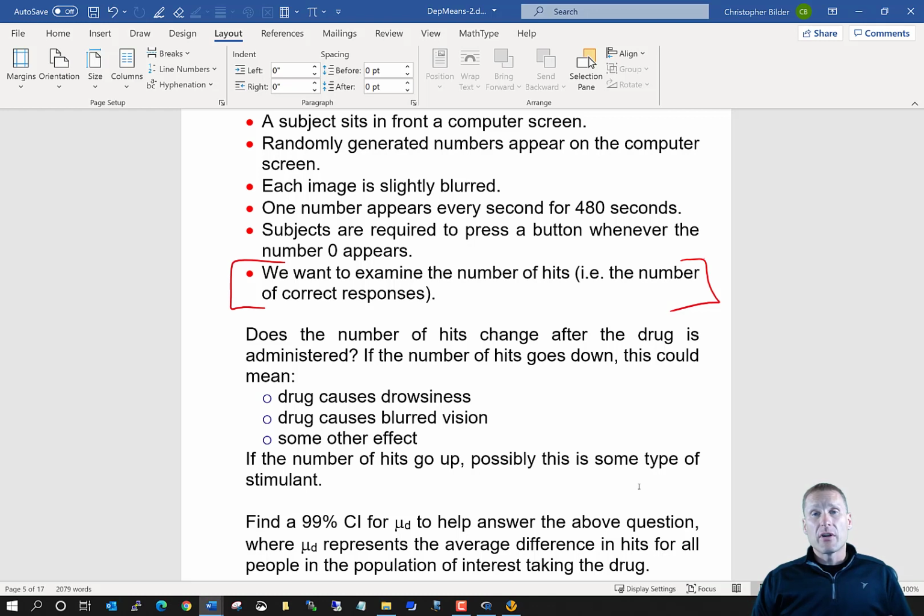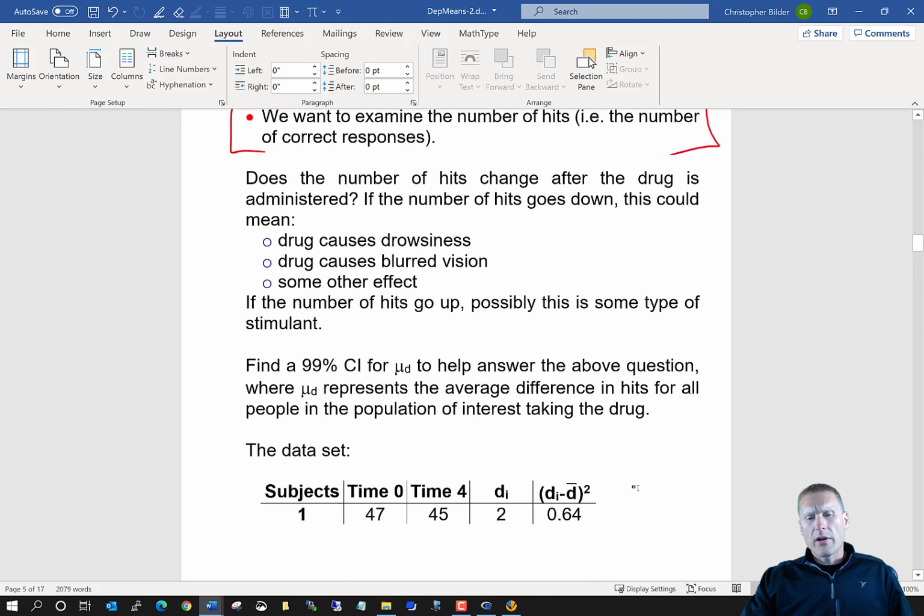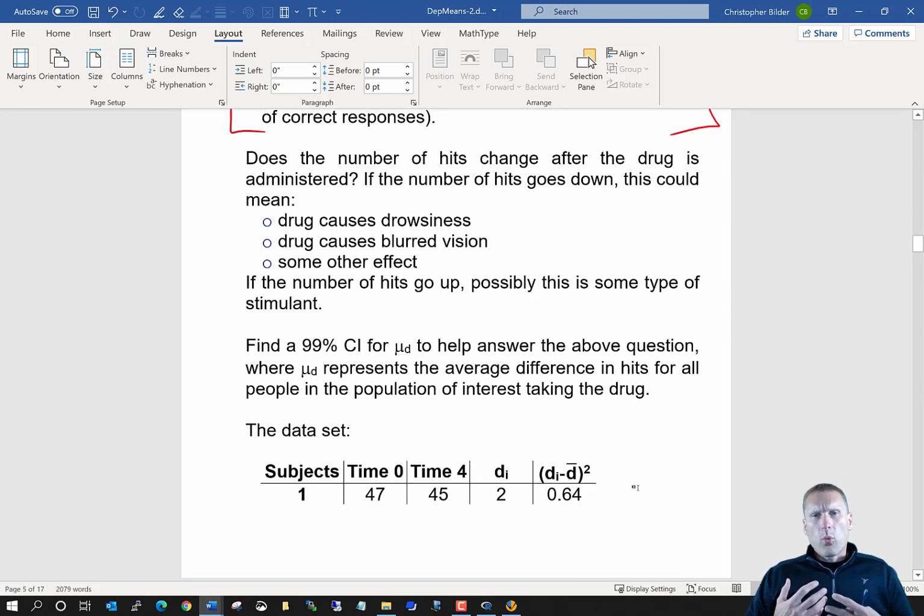What happens to the number of hits before the drug is administered and then 4 hours after the drug is administered? The reason this was of interest is that we were wondering what some of the side effects associated with this drug are. Could it cause drowsiness? Could it cause blurred vision? Could it have some other detrimental effect that would cause the person to change the number of hits that they would get?